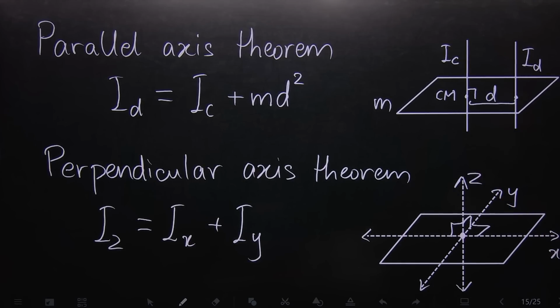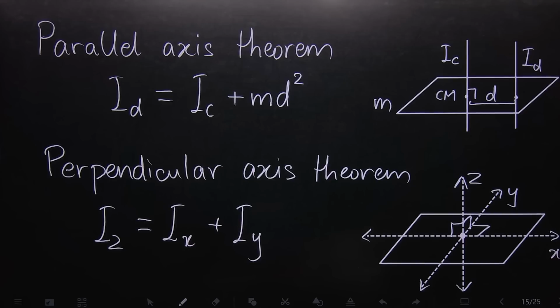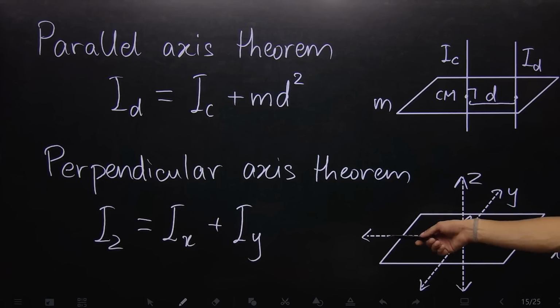Similarly, the perpendicular axis theorem states that for a two-dimensional object, there will be two perpendicular axes in the plane of the object and one axis perpendicular to the plane itself. The moment of inertia about any of these three axes can be related as: the moment of inertia of the perpendicular axis is equal to simply the sum of moments of inertia of the two axes in the plane of the object. Remembering these theorems might simplify your calculation of moment of inertia very much.